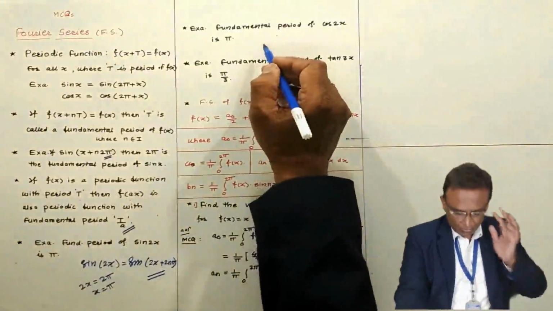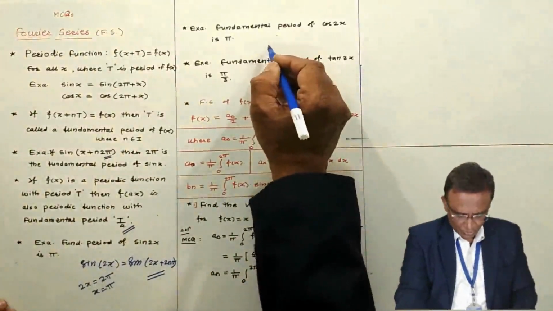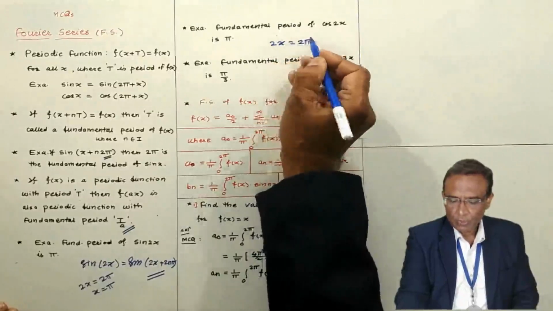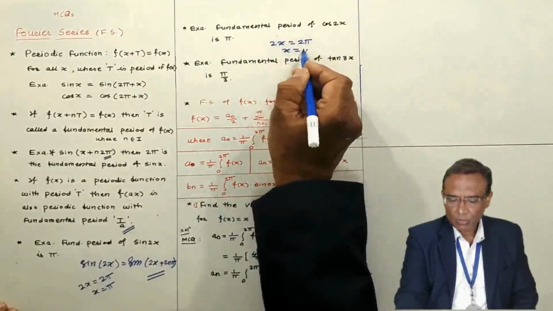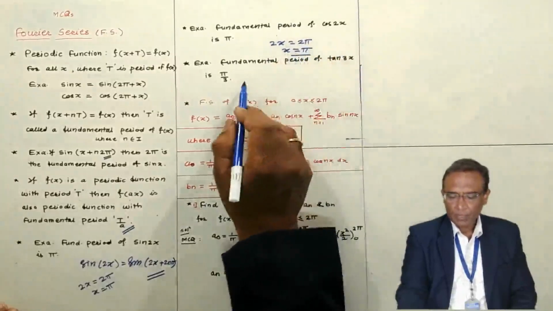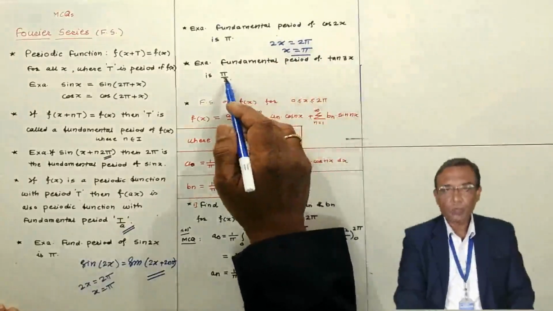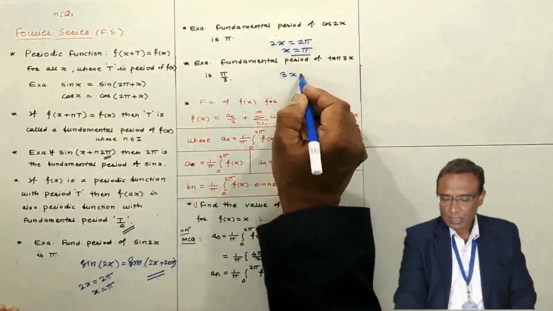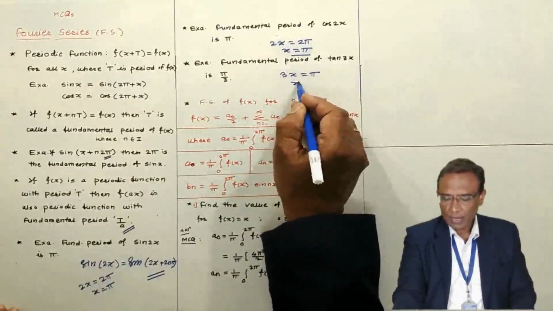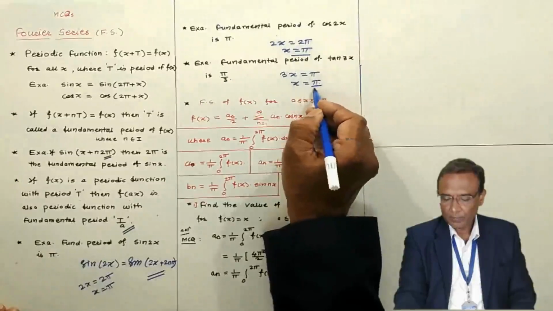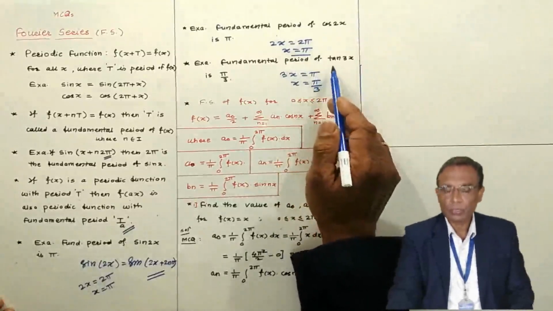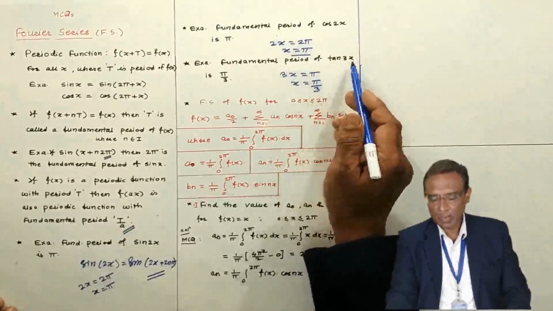Here the period of the sine function is 2 pi, and the period of the cos function is also 2 pi. Therefore, the fundamental period of this is pi. The fundamental period of tan 3x is pi by 3, because 3x is equal to pi, and x equals pi by 3.